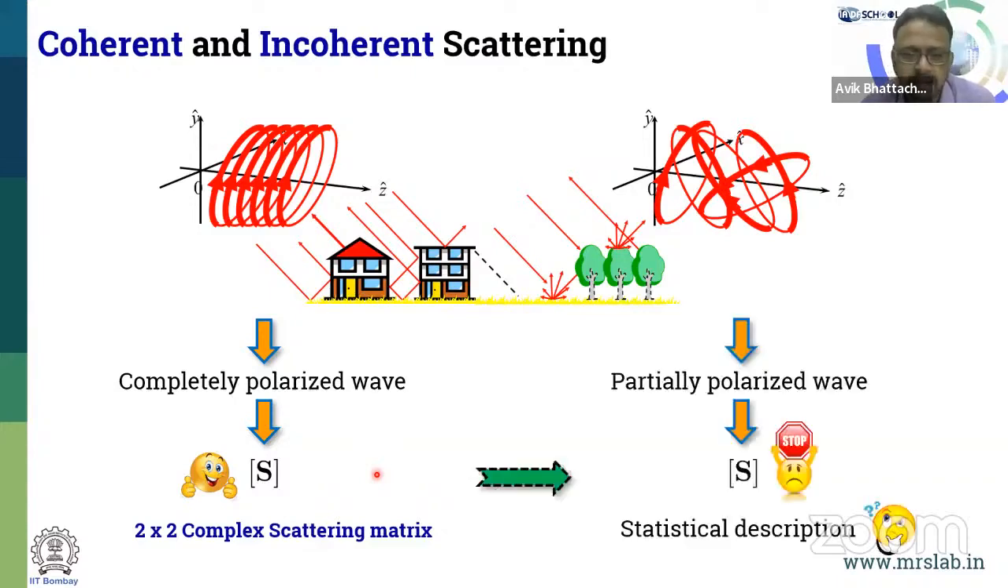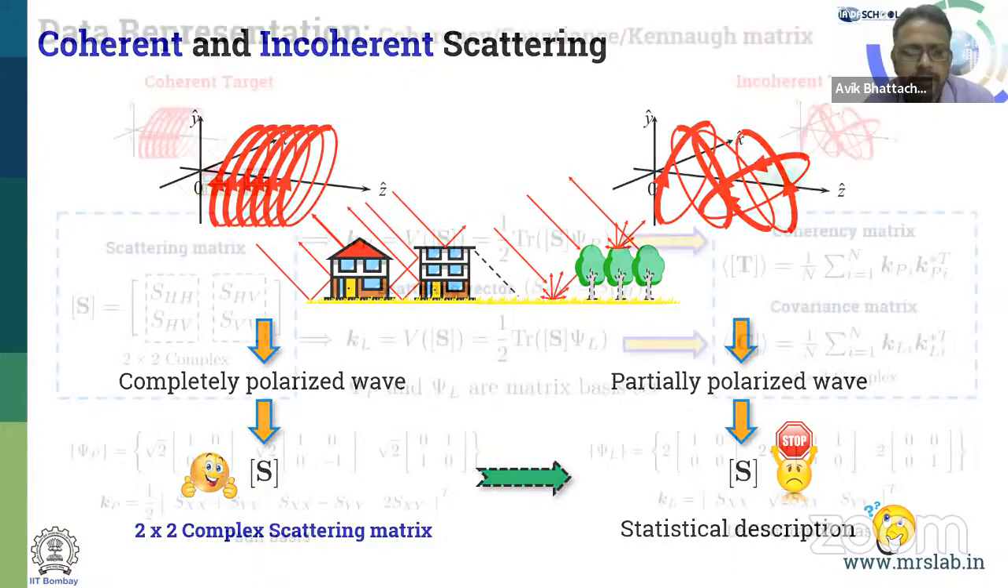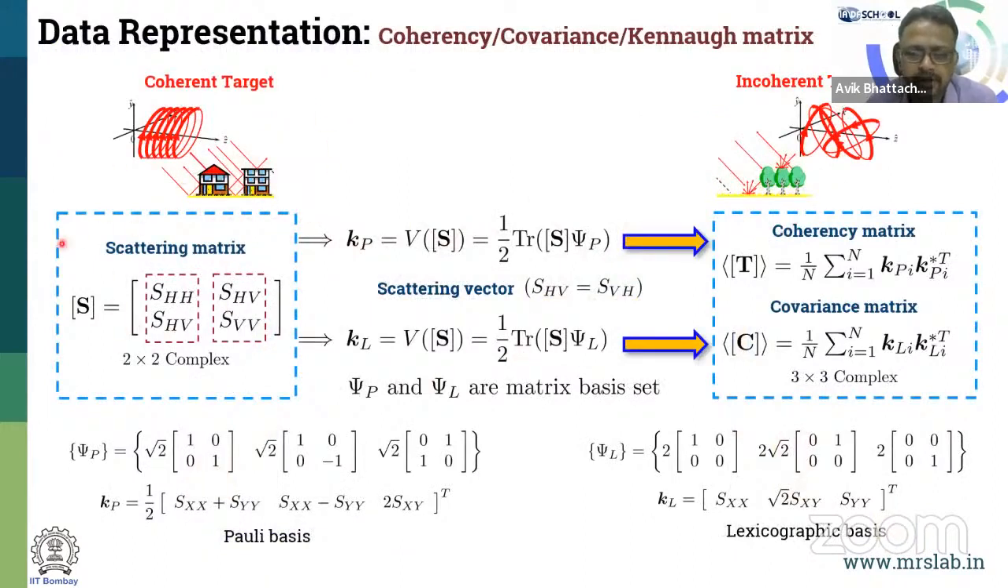For natural targets, the wave is partially polarized. Then the utilization of the S only will not be enough. So we need a statistical description of this S. And as you have seen just before in the lecture of Professor Frery, this is what we do. If we have a coherent target, then this 2x2 matrix would have been enough. But since not everything is coherent, we go into the incoherent target. So we have to go, and there's a path to go. So how do we do that?